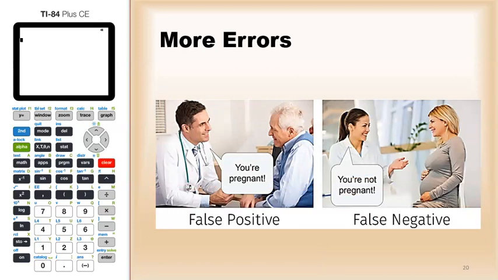So here's a way of showing the difference between false positive and false negative. A false positive is when a person is diagnosed as being pregnant when they really aren't. A false negative is when they're told they're not pregnant when she really is.